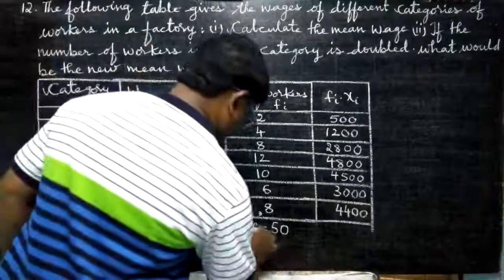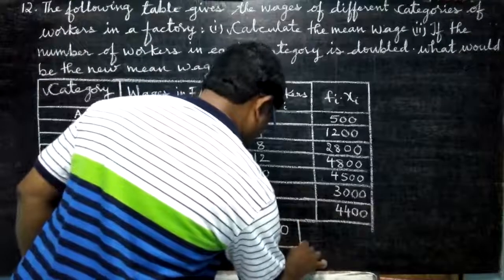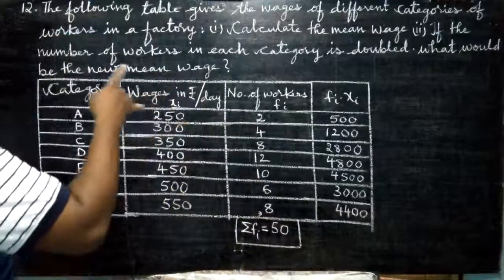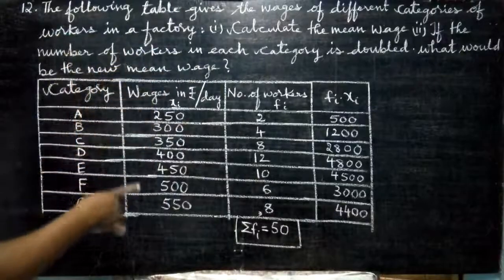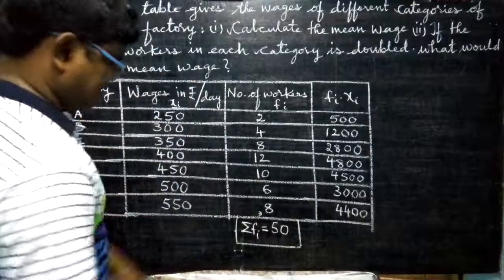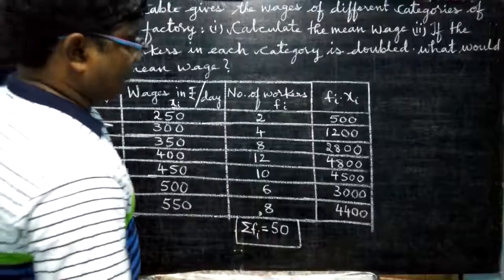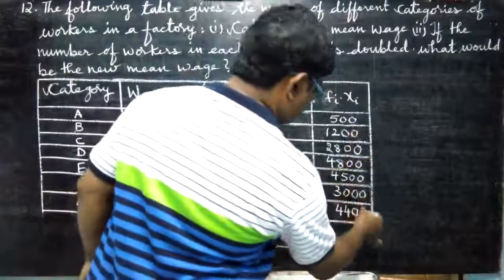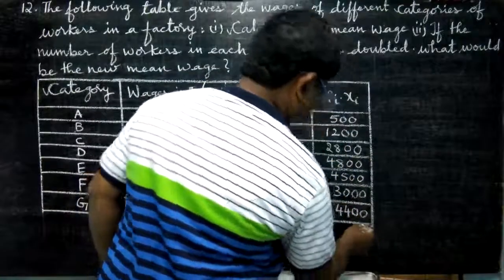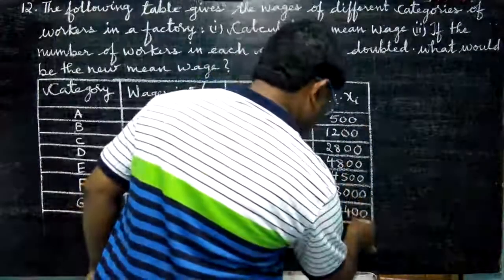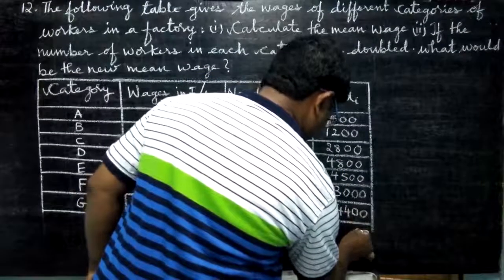50 we got. In the question they did not give the number of workers in the categories, so 50 we got. Now add all zeros only. Next one also, in the ones place 0, tens place also 0.